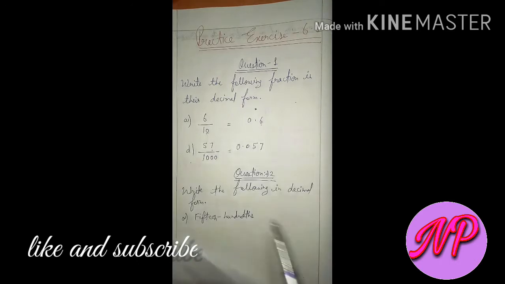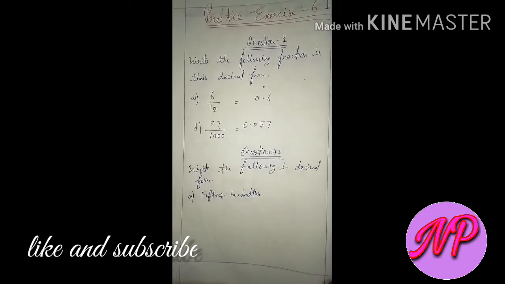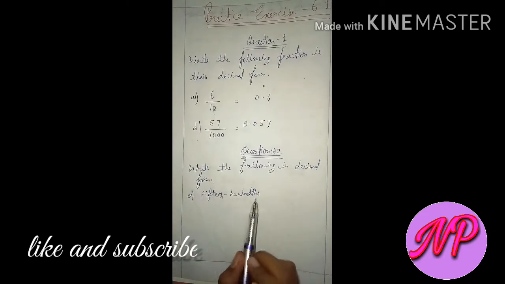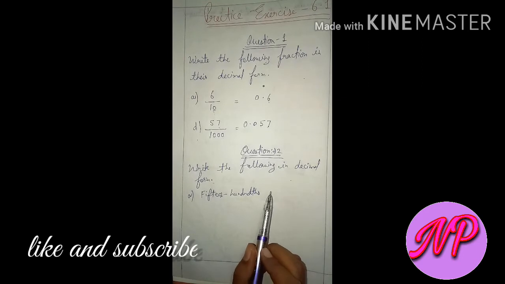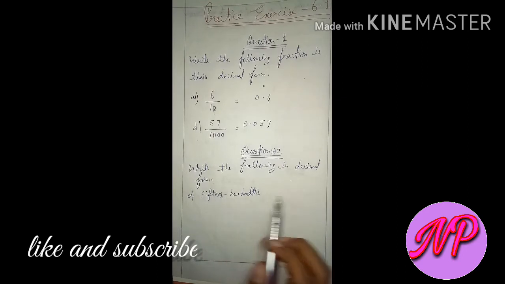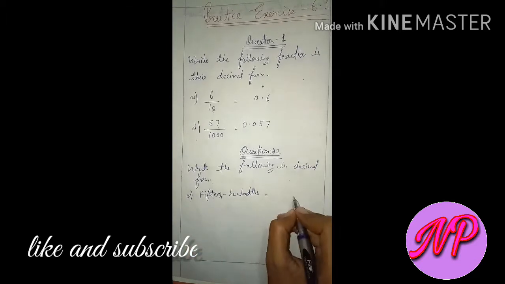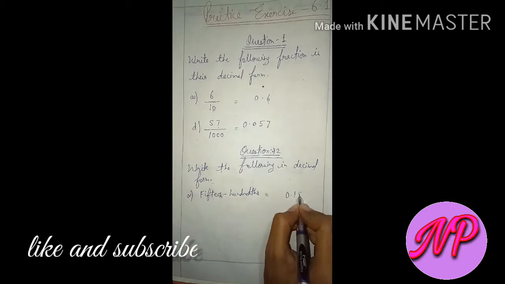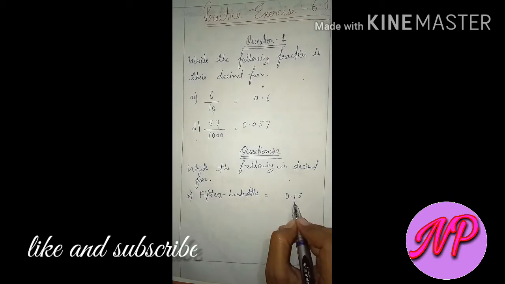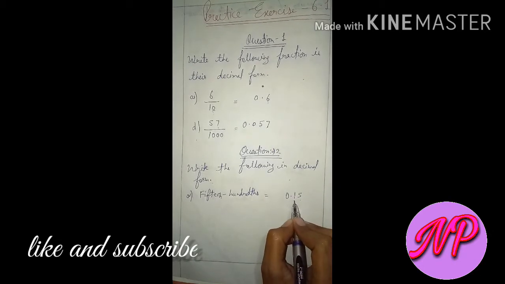Now question 2: write the following in decimal form, and the question is 15 by 100. For solving question 2, you have to learn the place value chart. In the previous video I told you about the place value chart of decimal numbers. So 15 by 100 will be 0.15. How? After the decimal, tenths, hundredths, that's why it is 15 by 100.